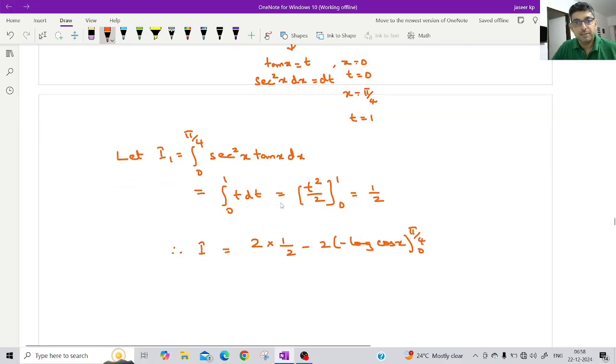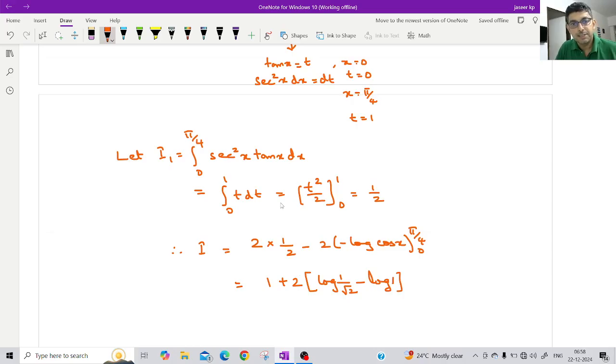So that means this will simplify as 1 plus 2. Now you apply the limits. Log cos pi by 4 is log 1 by root 2, minus log cos 0, that is log 1, and log 1 is 0. So it is 1 plus 2 log root 2, that is, log 1 by root 2 is minus log root 2.